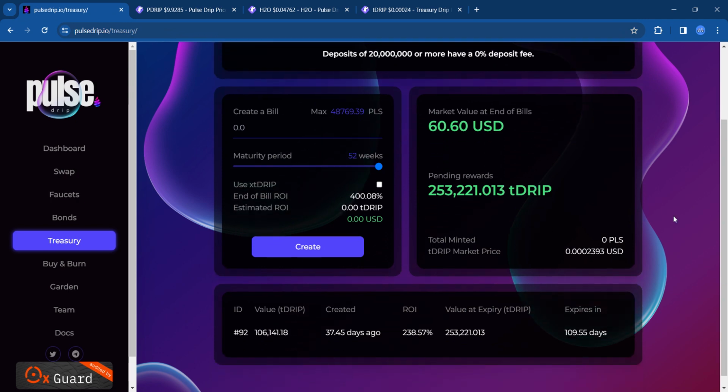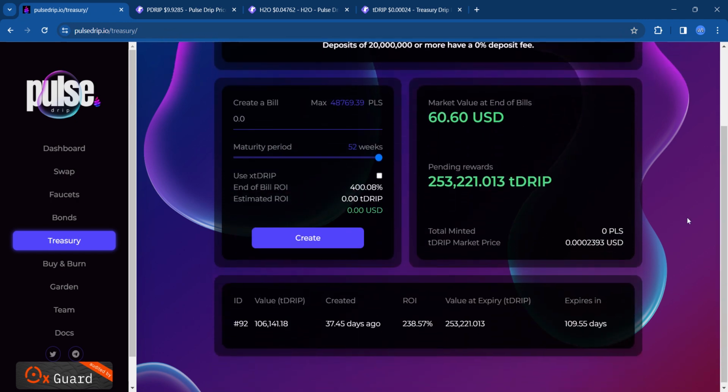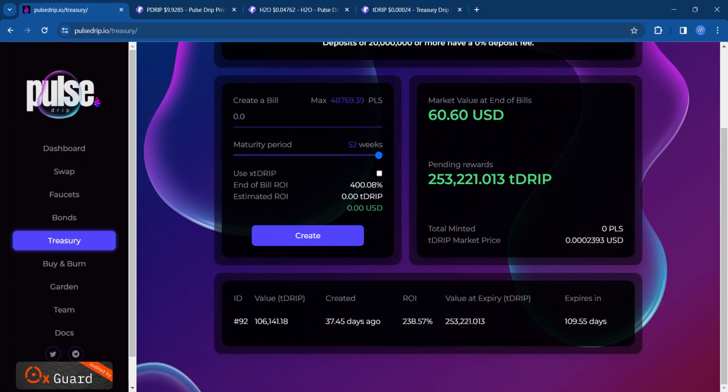So am I at all concerned with the Treasury bills? Not at all, because I know once my 109 days is up, this value is going to be way more. It's just a matter of timing it rightly between when other people are taking profits and then waiting for the price to accelerate and pull the value back up, right?